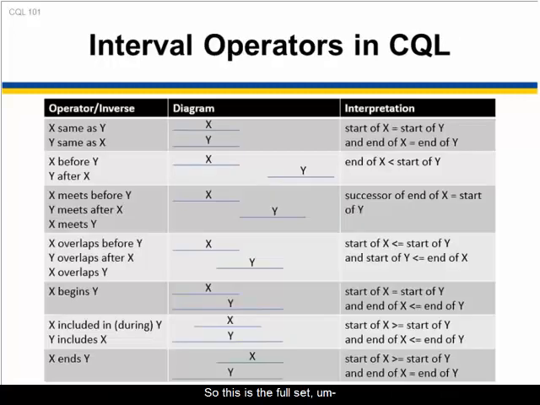So this is the full set. What's important here is just that for any 2 pairs of intervals, you can always characterize the relationship between them. So this is how we know that we have a complete set of operations for dealing with intervals within CQL.